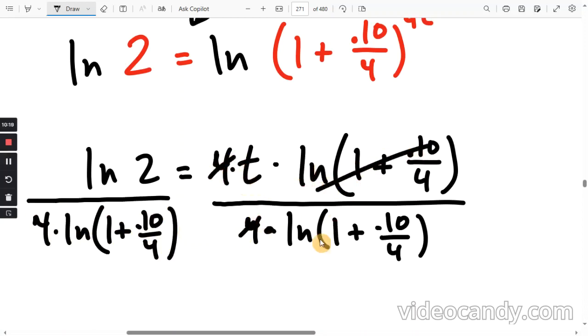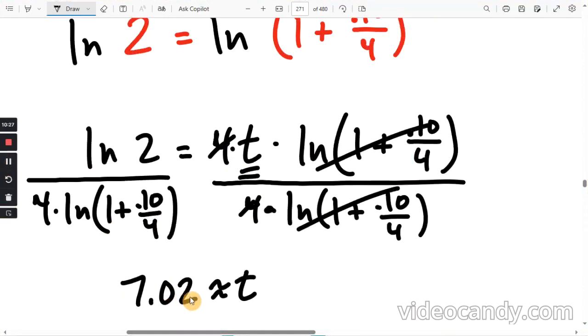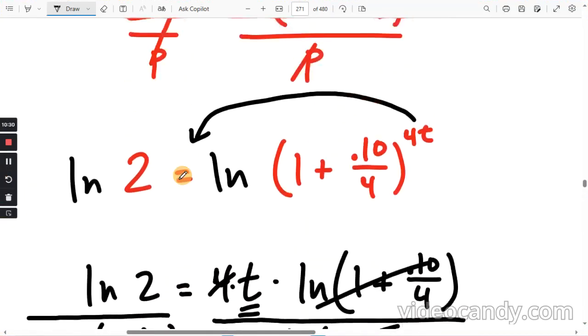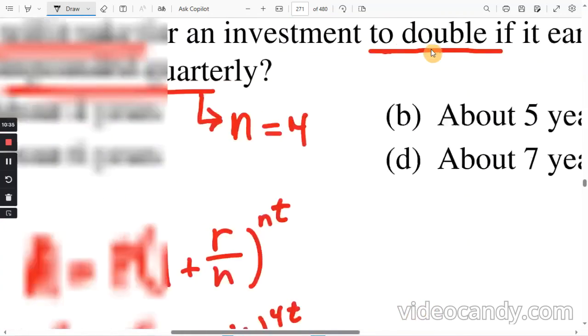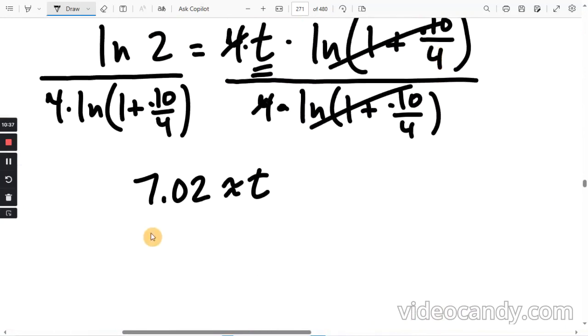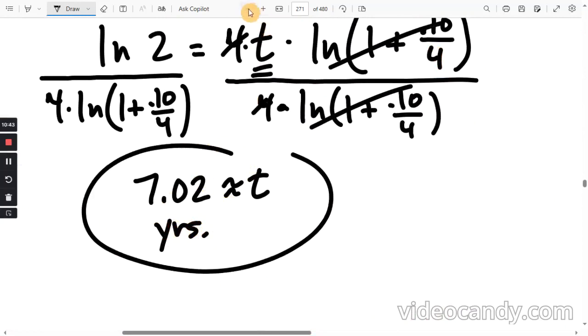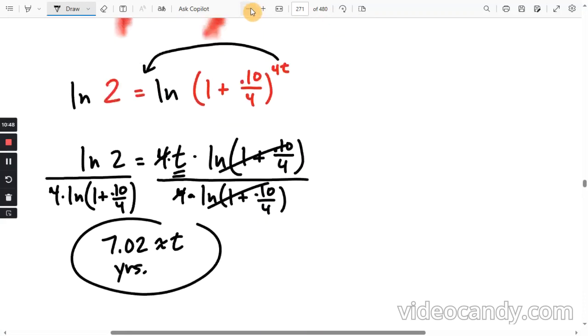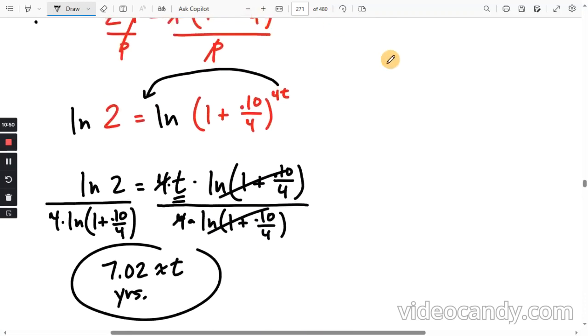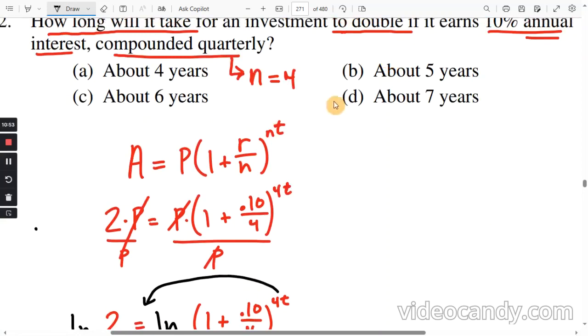On the right, 4 over 4 is gone. ln of this, ln of that, same thing. We're left with t. I'm going to go to the calculator on this. And I get 7.02. All right, remember units have to match. And the interest rate was annual. That means per year. Okay, so the time t is also going to be in years. So that is 7.02 years. Close enough. Answer D, about 7 years.